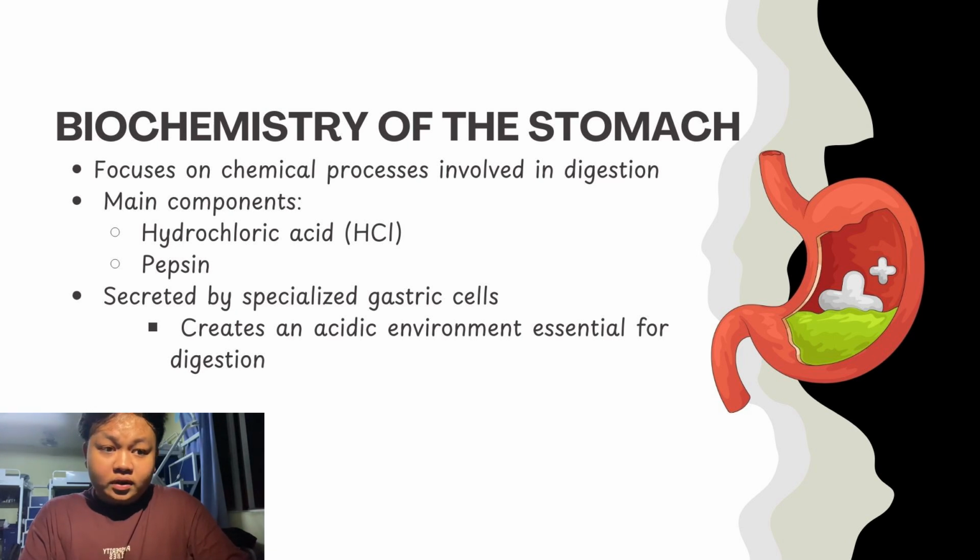Now we're gonna cover the biochemistry of the stomach. The biochemistry of the stomach focuses on the chemical processes involved in digestion. The main components are hydrochloric acid and pepsin, which are secreted by specialized gastric cells. Together, they create an acidic environment that is essential for protein digestion.